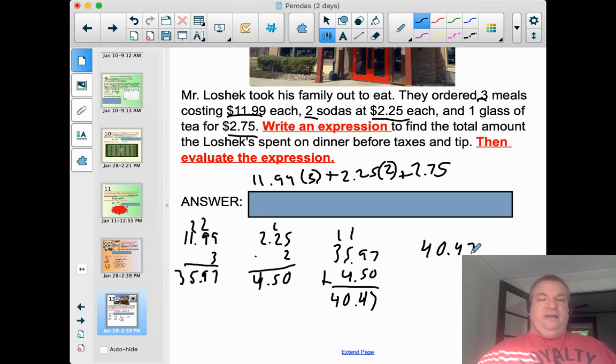Okay, so that's the first 2 numbers added. Now we just got to add that tea, so that's another $2.75. If I add those together, 7 plus 5 is 12. Carry the 1. 4 plus 7 is 11. Plus 1 is 12. Carry the 1. Decimal comes down. 1 plus 0 plus 2 is 3. And then just a 4. Okay, this is money, so I'm going to put a money sign out there. It's $43.22.